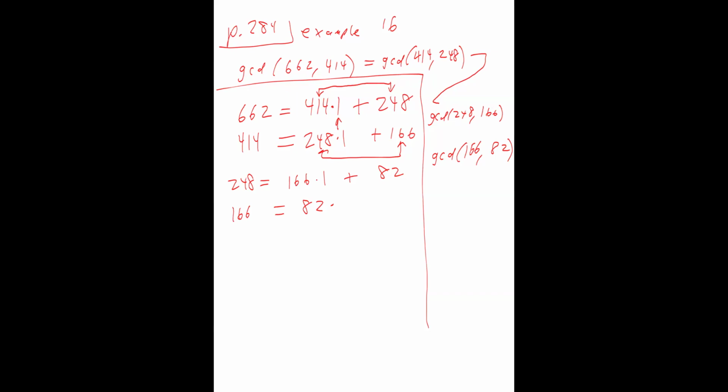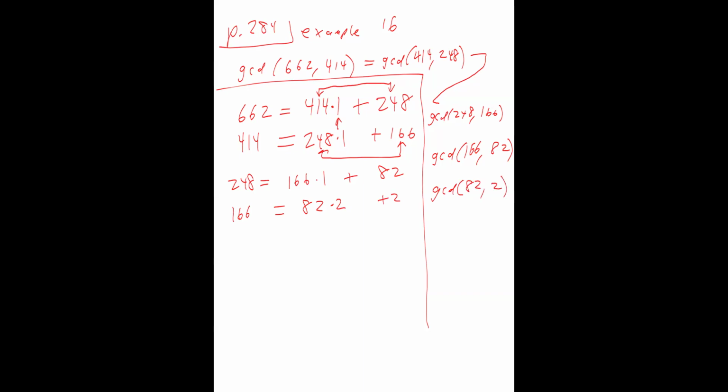I believe twice. So 82 times 2, 80 times 2 is 160. 2 times 2 is 4. So that would give you 164. So if you have 164 divided into 166, what's the remainder? 2, correct. There's 2 left over. So that means the GCD of 166, 82 can be shifted over to be the GCD of 82 and 2.